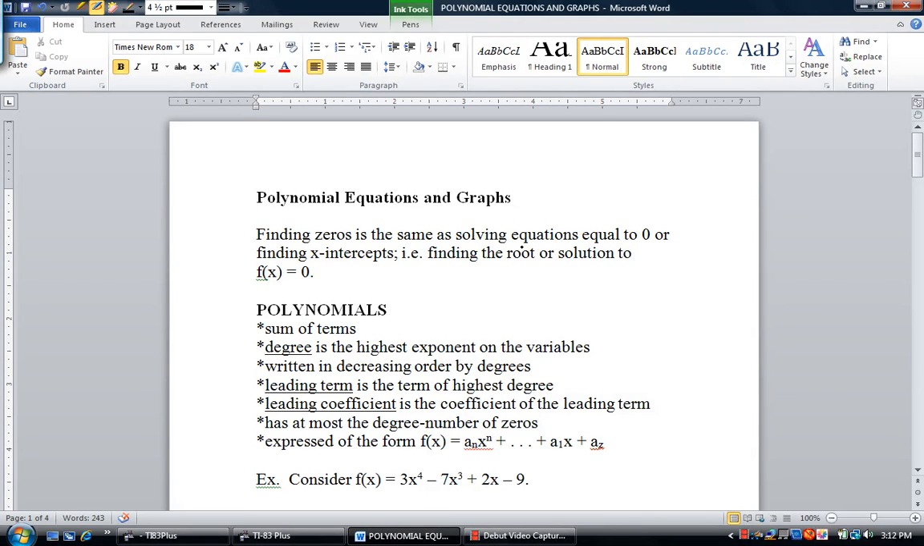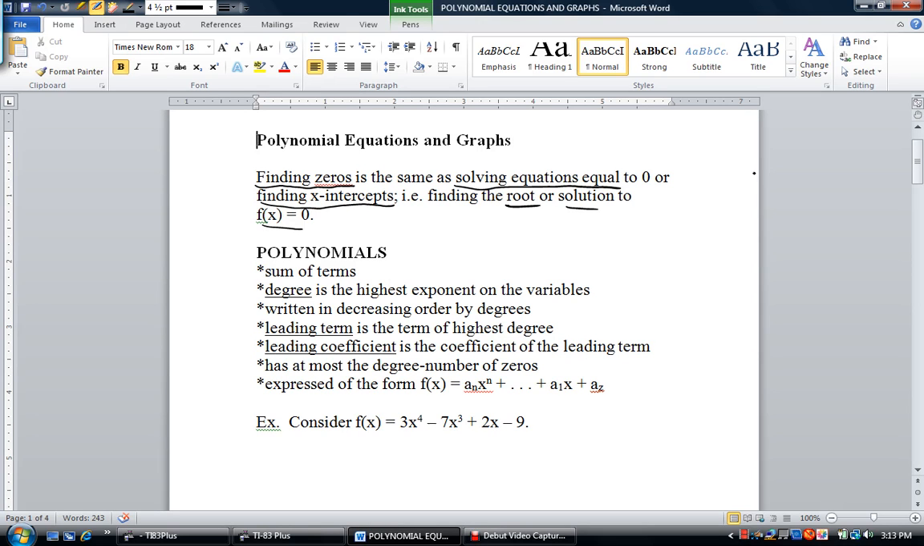Polynomial equations and graphs. First thing I want you to realize is that anytime I say finding zeros, that's the same as solving equations that are equal to 0, or it's actually the same as finding x-intercepts. And in fact, it's the same thing as finding the root or solution to f of x equals 0, or finding the x-intercepts of f of x. So anytime you see or hear zeros, roots, solutions, x-intercepts, they all involve having something equal to 0.